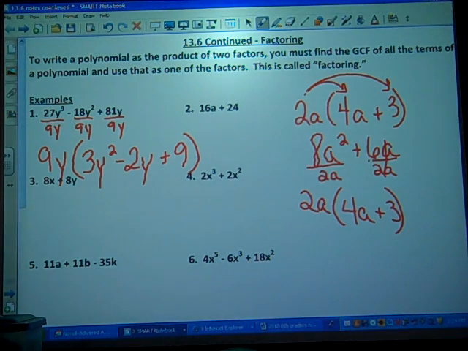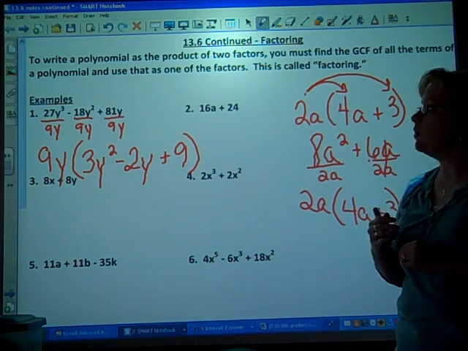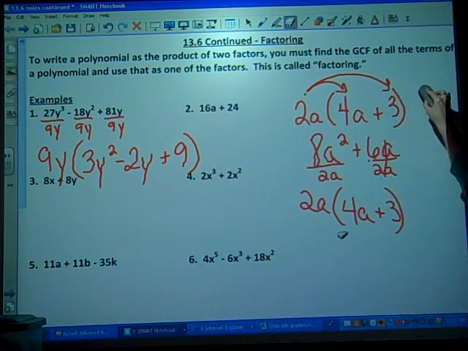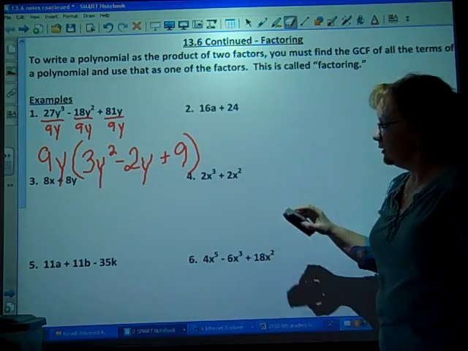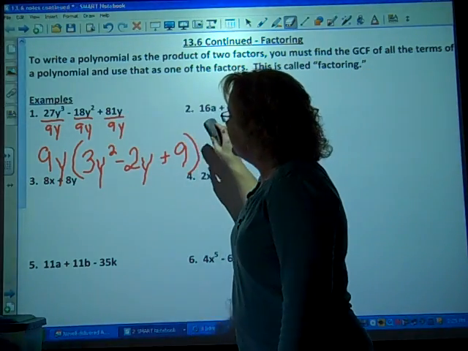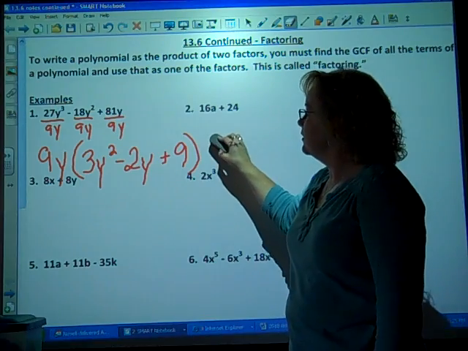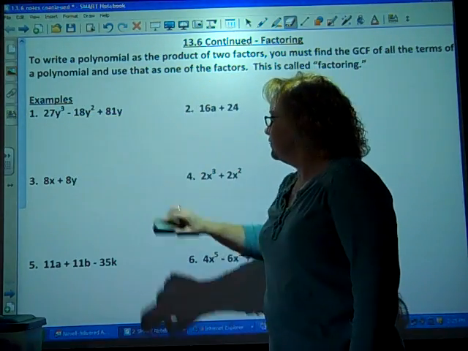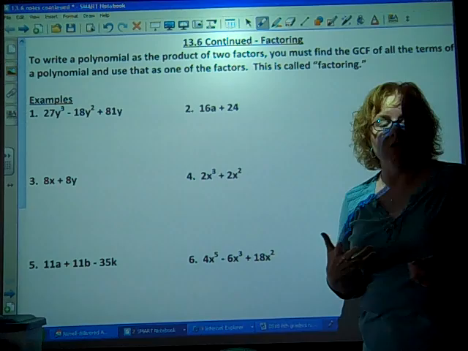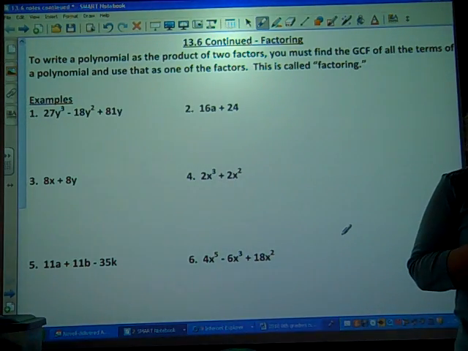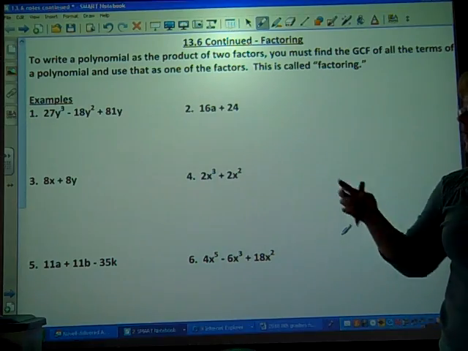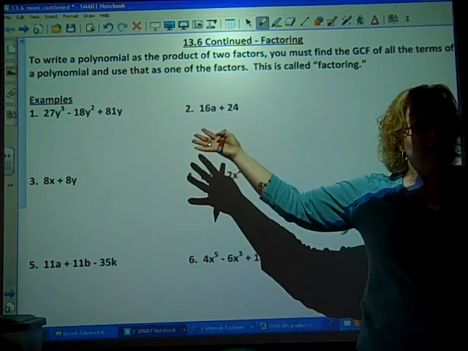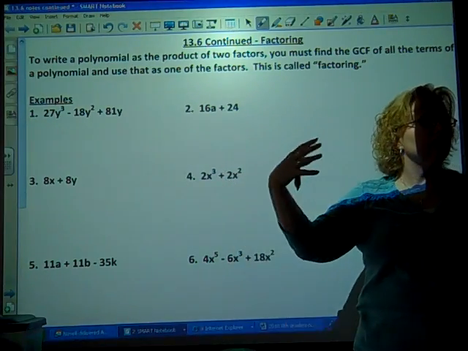Okay, look at number 2. I have 16a and I have 24. So 16 and 24, what's my greatest common factor? 8. Okay? Now, last hour when I did this earlier, we accidentally used 4. Well, isn't 4 a common factor of 16 and 24? So what's the problem with doing it that way?